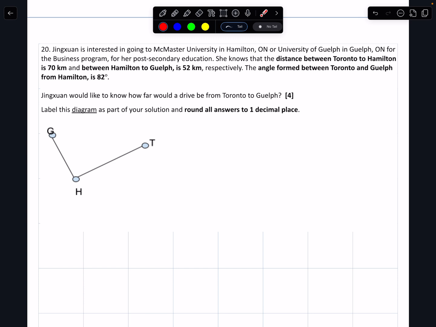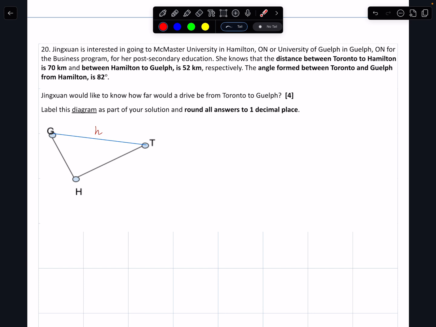Okay, so the diagram is already given partially for us here. What we want to do is connect this part of the diagram, and that is going to be the distance that Jinshuan would need to drive from Toronto to Guelph. So we're just going to call this one small h, because across from the angle H, we call that a smaller lowercase h.